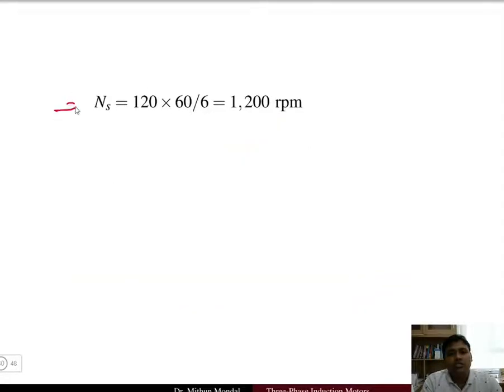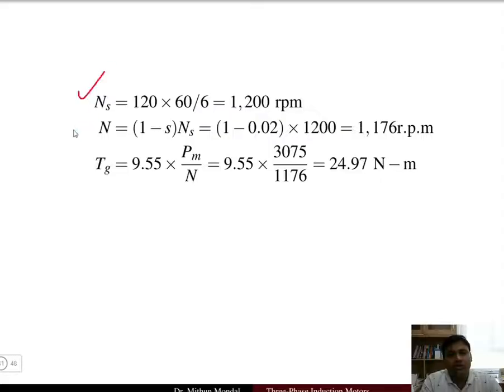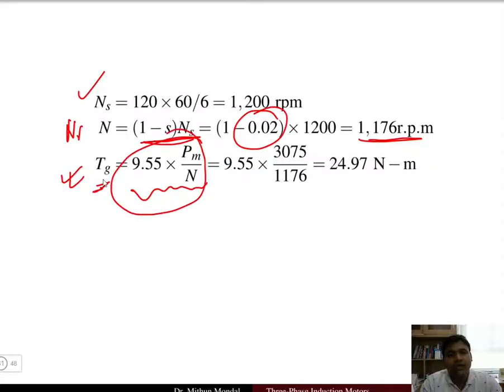Now the synchronous speed of the machine, we know that synchronous speed is basically 120 f by P. Frequency is 60 Hz and poles are 6, so we have 1200 RPM as the synchronous speed. So the actual speed NR is basically NS into (1 minus S), which gives you 1176 because the slip is 0.02. So the gross mechanical torque developed is basically 9.55 into PM by N. N we have already calculated as 1176 RPM, and the power PM we have calculated as 3075. So this gives 24.97 Newton meter as the gross torque.